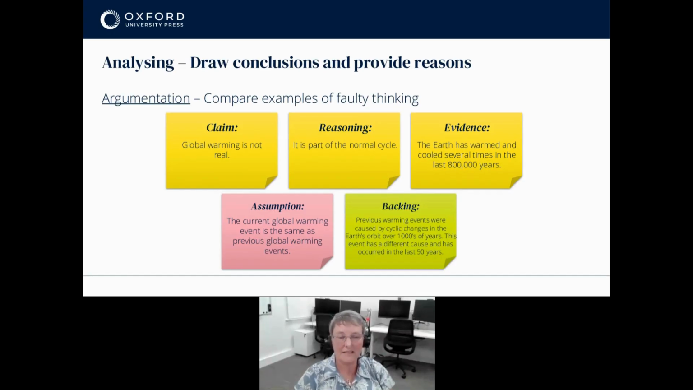But the assumption they have made in this claim, reasoning, evidence is that the current global warming event is the same as previous ones. And the way you would answer that is previous warming events were caused by cyclic changes in the Earth's orbit that usually happened over thousands of years. It'd go from 180 parts per million up to 300 parts per million of carbon dioxide levels, and the temperatures would change as a result.